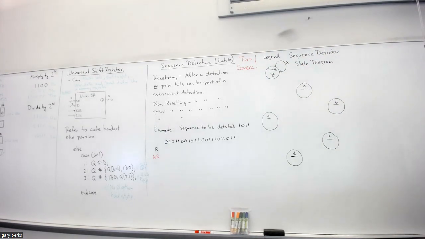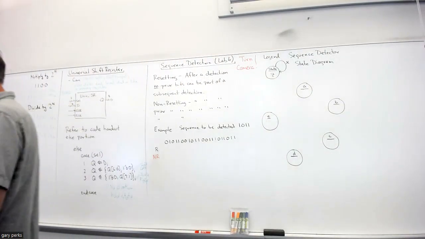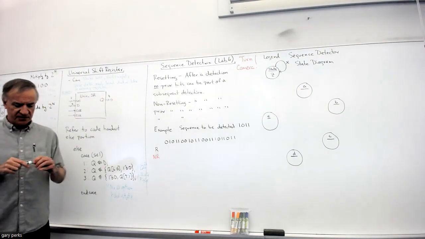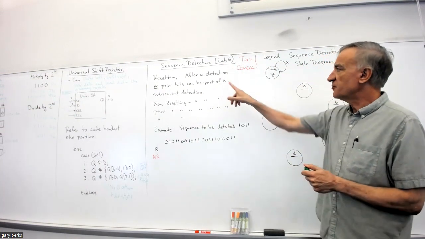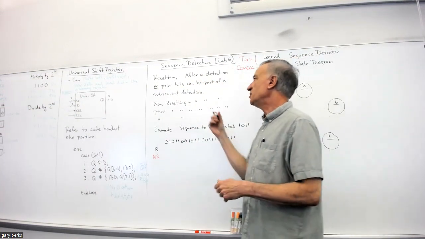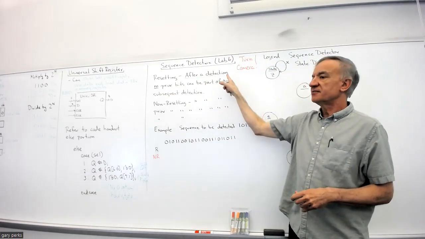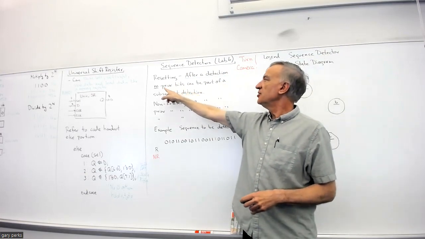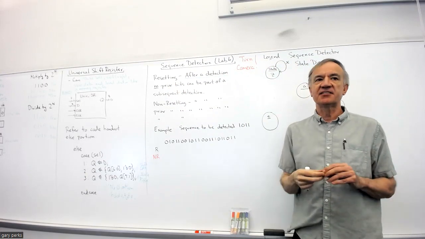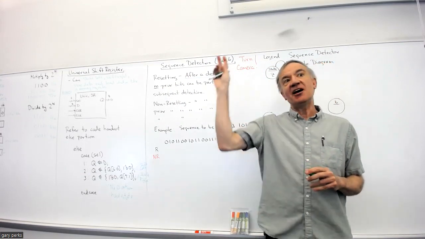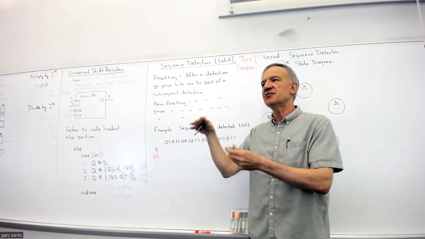Okay, so now we're going to talk about sequence detection. And this is what Lab 6 is all about. The first thing about sequence detection is that there's two types, and here are the definitions. There's a resetting sequence detection, and what resetting means here is really key, because people miss this. Resetting means after a detection, no prior bits can be part of a subsequent detection. That's what's meant by resetting in this context. I know resetting for a register means the outputs go to zero, but that's not what resetting means here. It's the same word, but it has different meaning under different contexts.